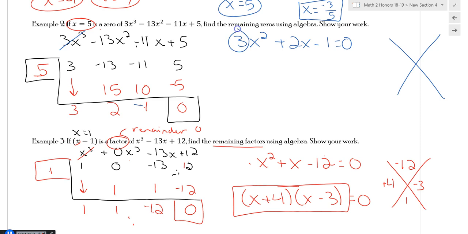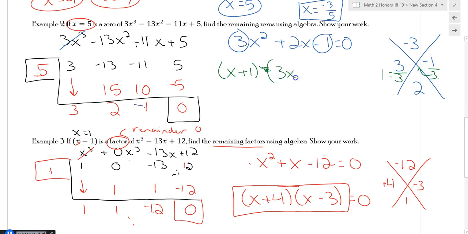Factoring this. 3 times negative 1 is negative 3. And then we have to add to 2. So our two numbers that multiply to negative 3 and add to 2 are 3 and negative 1. 3 times negative 1 is negative 3. 3 plus negative 1 is 2. And then you have to divide by that number. So 3 divided by 3 is 1. This one doesn't divide. So we're left with x plus 1 times, this slides out, x plus 1 times 3x minus 1 equals 0.